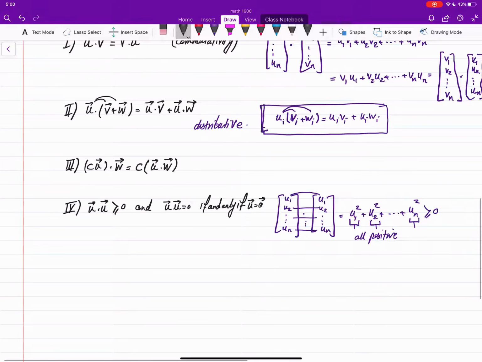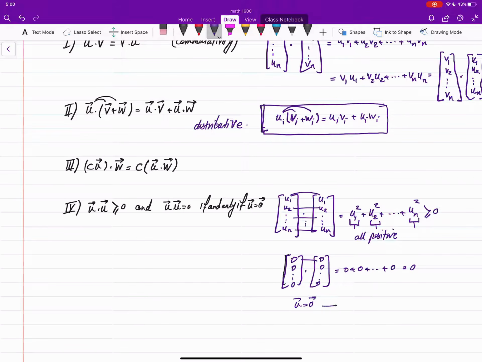And why is that? Well, first of all, you see that the 0 vector dotted with itself is 0 times 0, 0 times 0, and you add all these things and then you get 0. This means that u is 0 implies that u dot u is equal to 0. But if and only if means that not only the left hand side implies the right hand side, the right hand side also implies the left hand side. So we just showed one side.